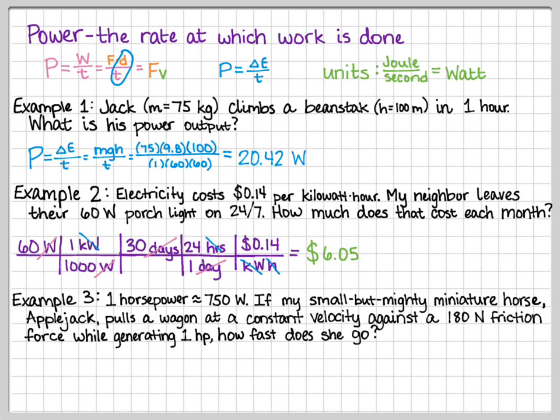So the horse pulls the cart. She is generating 1 horsepower. We want to know how fast she goes. So we have power, we have force, we're looking for velocity. This is where we use our last equation, that power is equal to force times velocity, and it's just a matter of a little bit of algebra, solving for velocity. 750 divided by 180 gives us a constant speed of 4.17 meters per second.